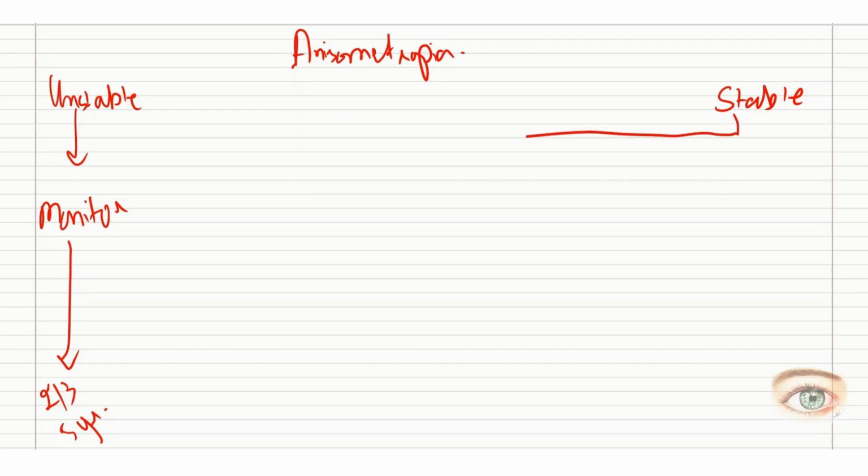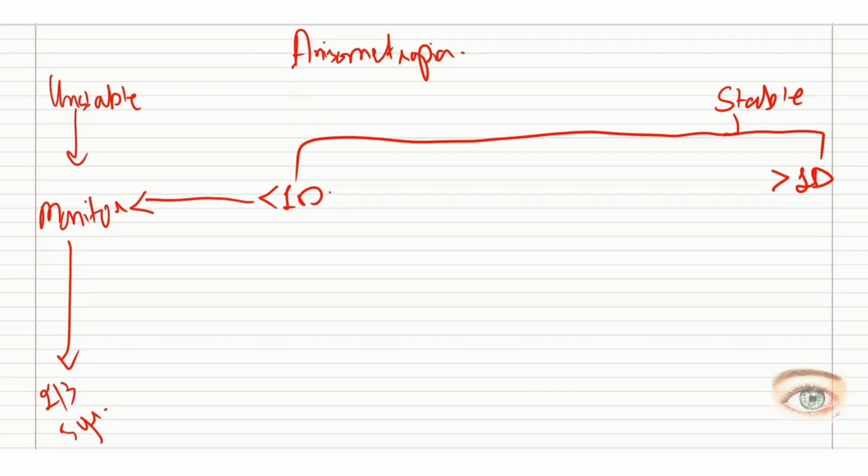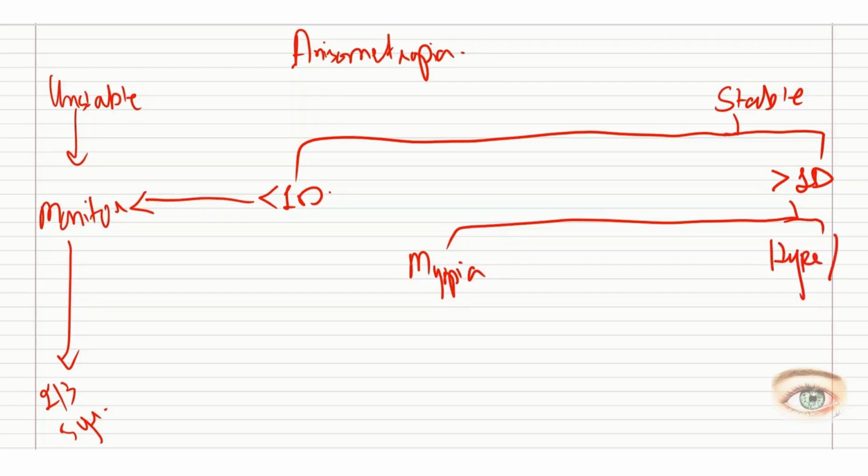And if it is stable, you have to see if it is less than 1 diopter or more than 1 diopter, right? If it is stable and less than 1 diopter, you are again going to monitor and reevaluate the patient at the age of 2, 3 years, and 5 years. But if it is more than 1 diopter, you are going to divide it into whether it is myopic or hyperopic or astigmatic, right?